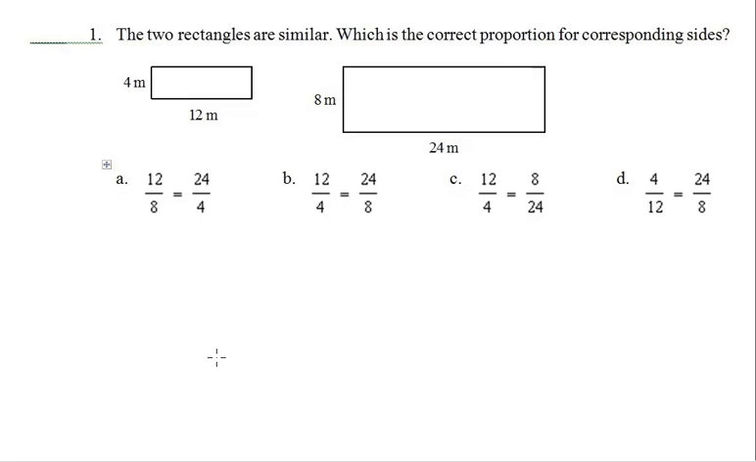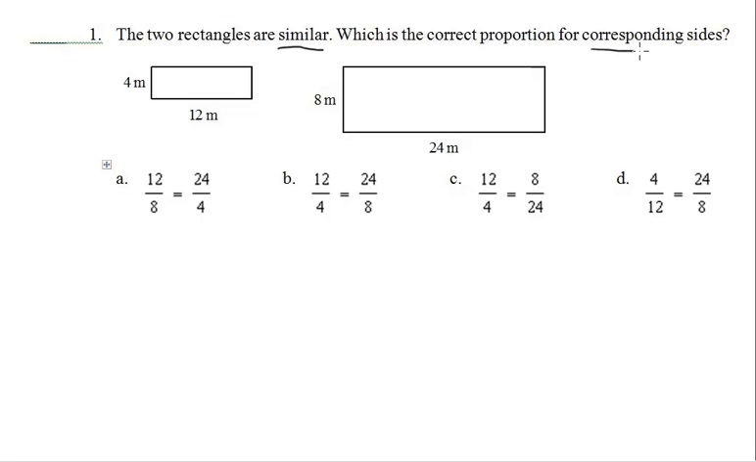Okay, Mr. Reed here. This is homework 7-1, 7-2. First question says the two rectangles are similar. That means their sides are going to be proportional. Doesn't mean they're the same. They're going to be proportional. So it says which is the correct proportion for the corresponding sides.